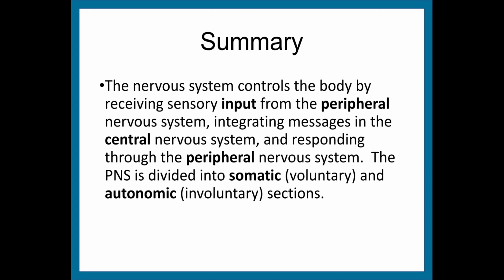So to sum up, the nervous system controls the body by receiving sensory input from the peripheral nervous system, integrating messages into the central nervous system, and then responding through the peripheral nervous system. The peripheral nervous system is divided into somatic and autonomic sections. The somatic are voluntary and autonomic are involuntary.